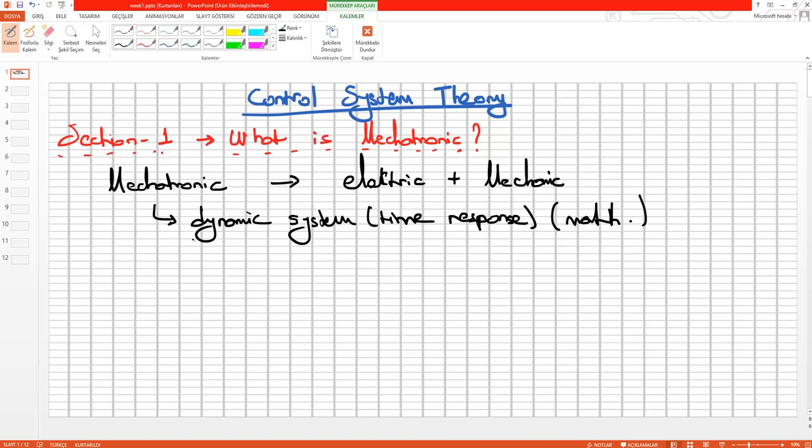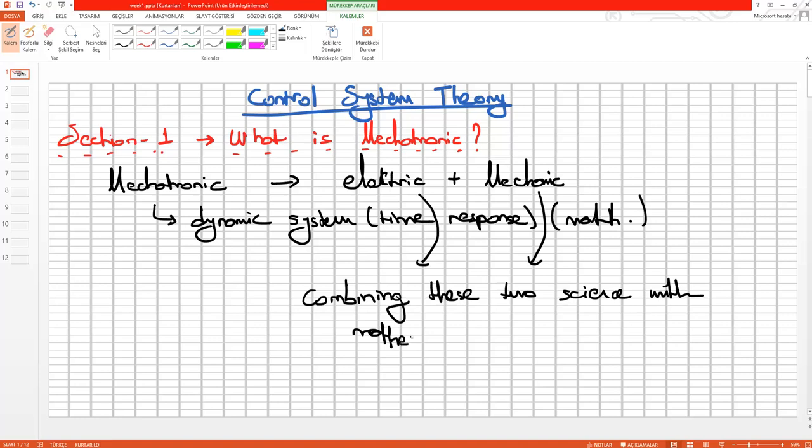Okay, and so this definition comes with two basic definitions, like this one. We need to combine these two sciences with mathematical rules. Okay, which we call the system dynamic.